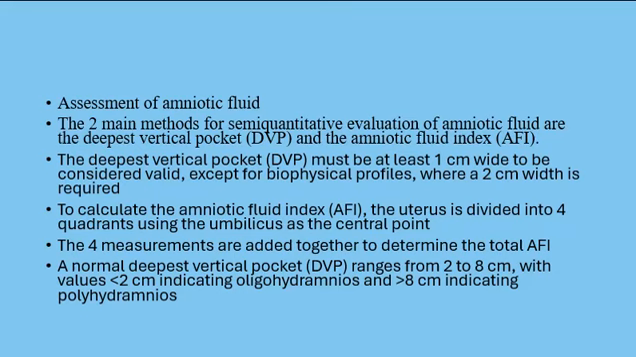To calculate the amniotic fluid index, AFI, the uterus is divided into 4 quadrants using the umbilicus as the central point. The 4 measurements are added together to determine the total AFI. A normal deepest vertical pocket, DVP, ranges from 2 to 8 cm, with values of 2 cm or less indicating oligohydramnios and greater than 8 cm indicating polyhydramnios.